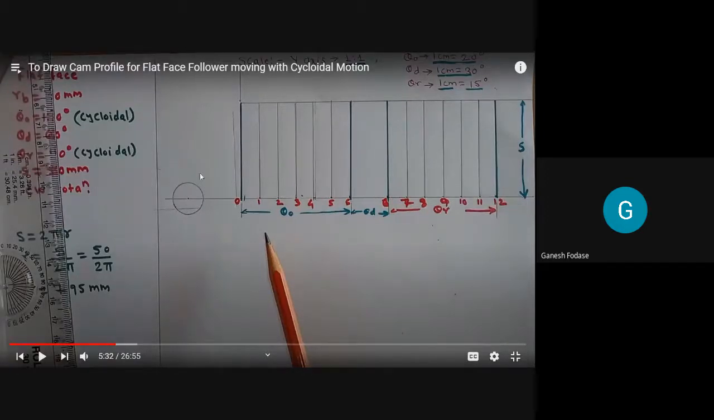How to find the radius of this rolling circle, or you can call it the generating circle. The radius of the rolling circle is equal to S upon 2 pi. I just told you S is equal to 2 pi r, and hence r is equal to S upon 2 pi, where S is the stroke of the follower. This is the generating circle, the circle which is used to draw a cycloidal curve, basically. So this is the generating circle, or tracing circle, and its radius is found out by using this formula.